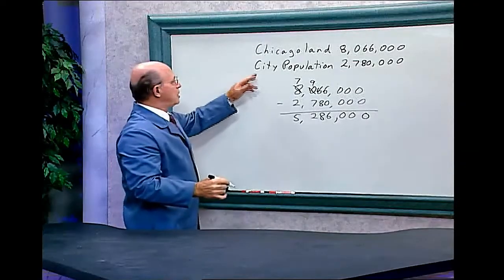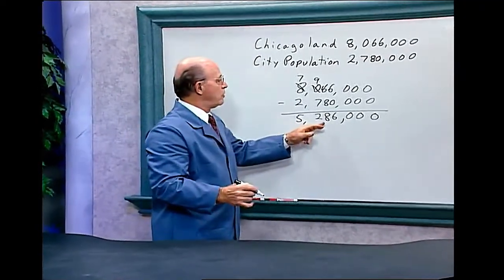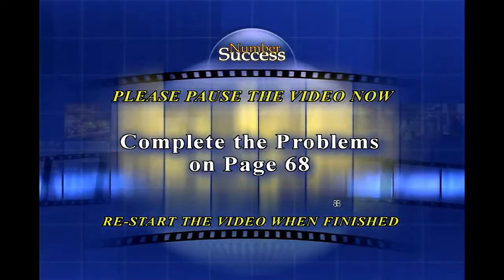So the difference between Chicagoland and the city population is 5,286,000.